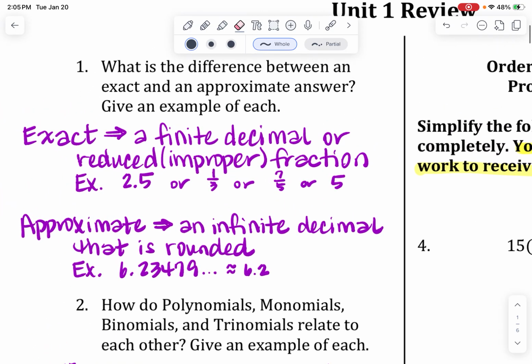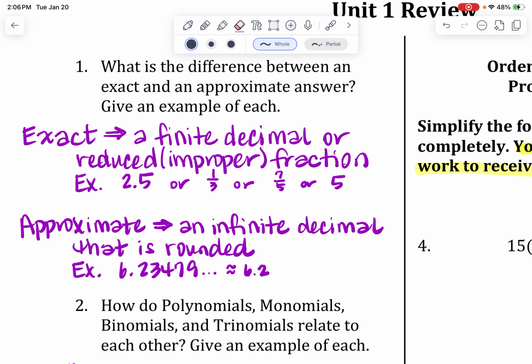I mean, I will briefly, but number one is just asking vocabulary, right? What is the difference between an exact answer and an approximate answer? So I've given some examples of that, right? Exact just means it's finite. Finite means it ends, right? Anything that's not an infinite decimal, that goes on forever. Or if it is an infinite decimal, then it's written as an improper fraction.